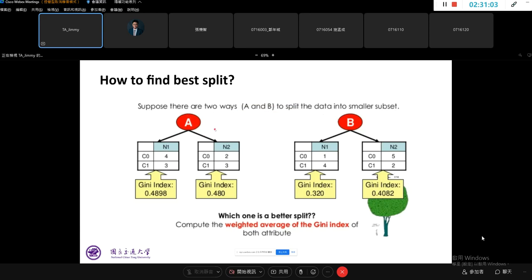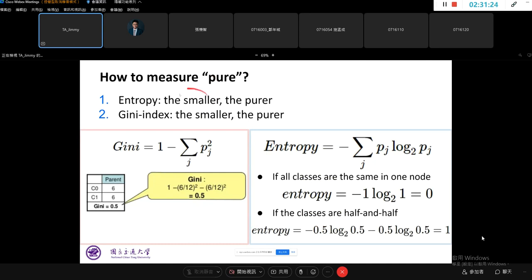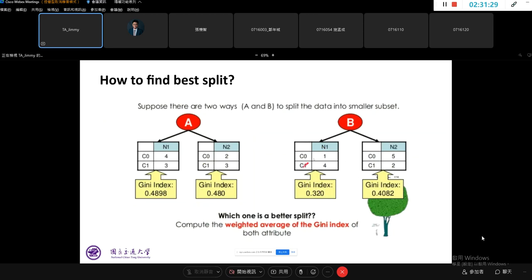After we split the data by the A way, we can calculate the data class distribution in each node. We can use this distribution to calculate the Gini index to measure the purity of this data. We want the Gini index to be smaller, the purer. So we find that using the B way to split the data, we can get a lower Gini index. So the B way is better than the A way.